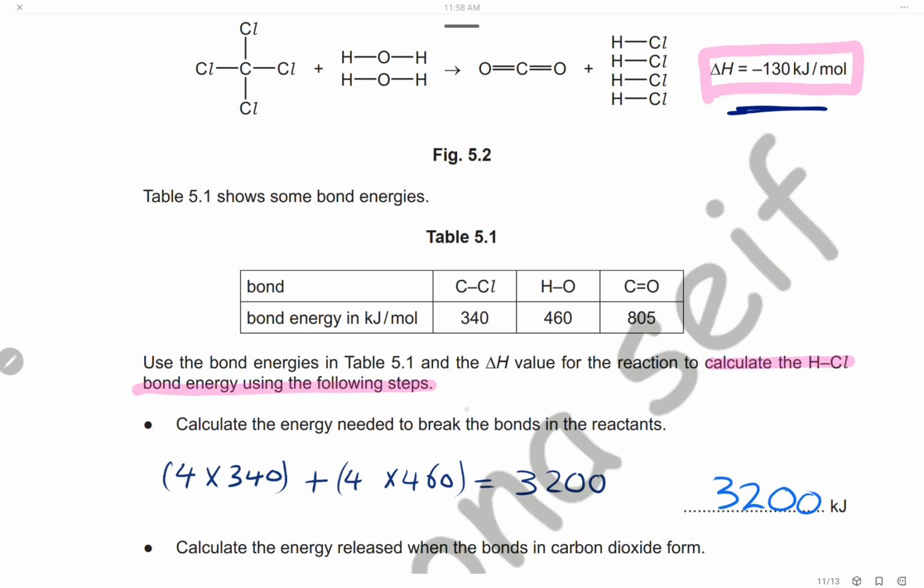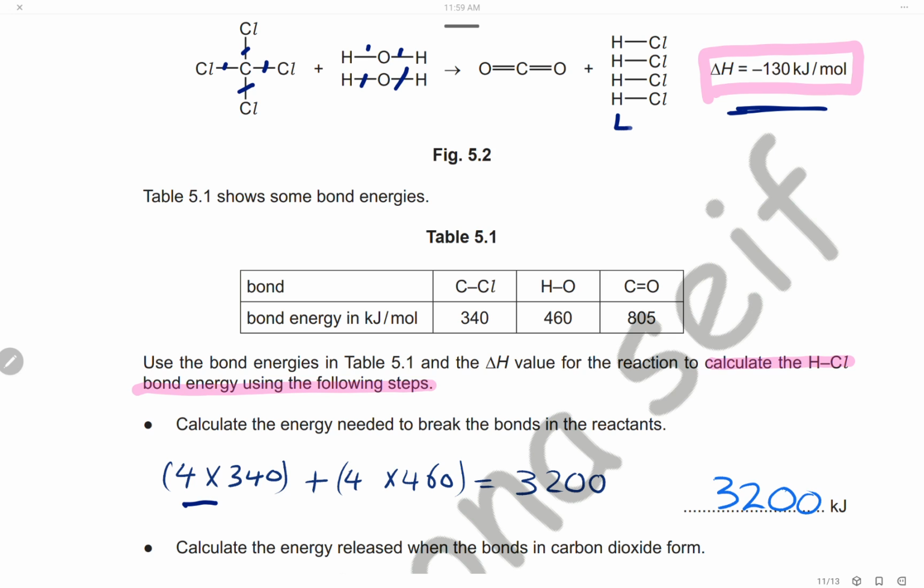Using the following steps. First, calculate the energy needed to break the bonds of the reactant. We have 1, 2, 3, 4 bonds between carbon and chlorine, so we will multiply 340 by 4. Then we have 1, 2, 3, 4 OH, so we will multiply 460 by 4. The total energy needed is the sum of these two energies, which is 3200. This is the energy needed to break the bonds of the reactant.